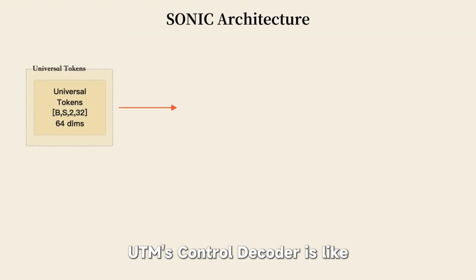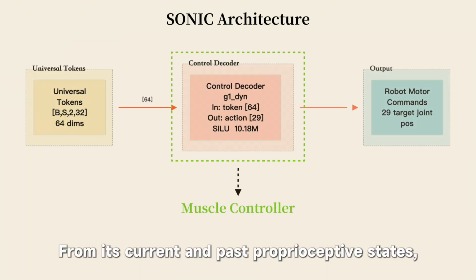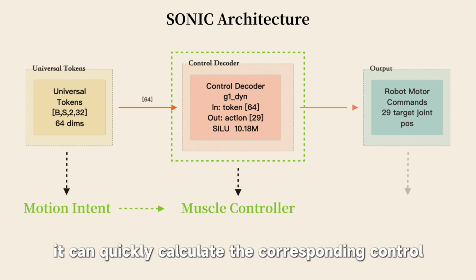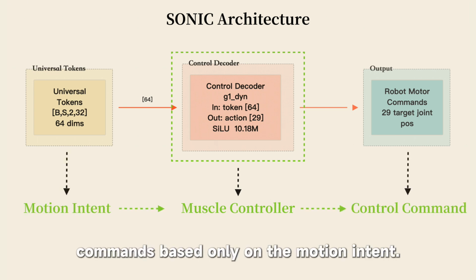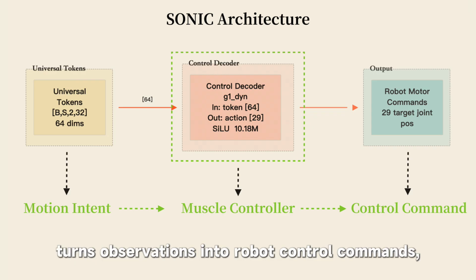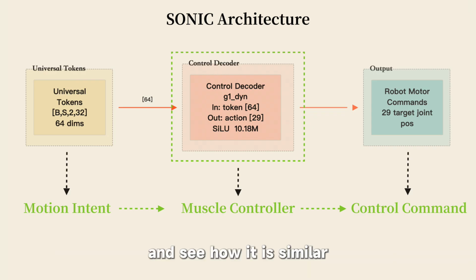UTM's control decoder is like the robot's muscle controller. From its current and past proprioceptive states, it can quickly calculate the corresponding control commands based only on the motion intent. By now, you should understand how UTM turns observations into robot control commands, and see how it is similar to and different from the old model.